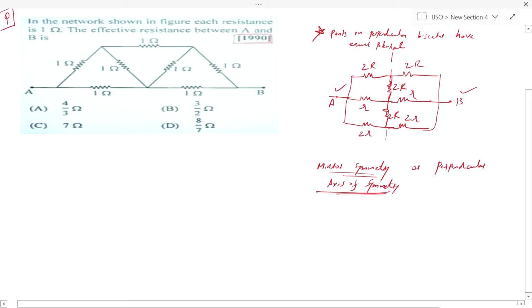So for that, the concept is that points on the perpendicular bisector have equal potential. So now this point and this point are all at the same potential. Let me name those points M, N and P. So these are all at the same potential, so no current will flow at this point. So what will you do? This is 2R. Ignore it. So what I'm doing, sir, just pay attention.